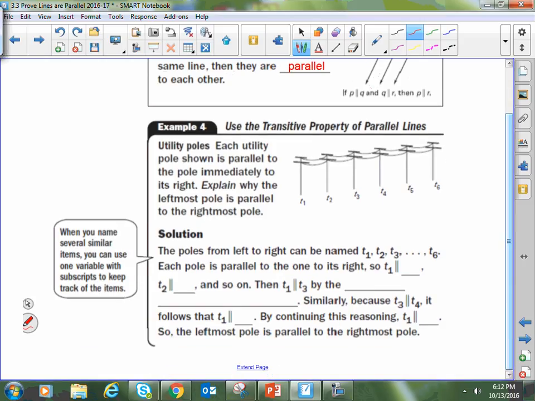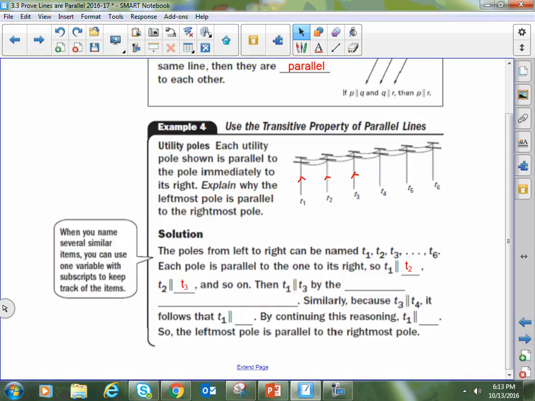So we have these utility poles. Basically, they're saying that each consecutive utility pole is parallel to the one that came before it. So this one and this one have to be parallel because 2 comes after 1. It also means that 3 has to be parallel to 2, and so on. So if we go all the way to the end, will the last one in the row, T6, be parallel to the first one in the row? Absolutely. That's exactly what we're saying.